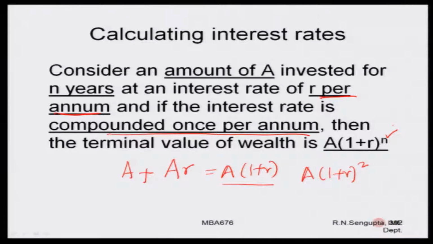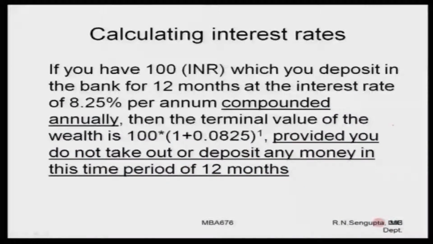The fact is that as you do compounding on an annual basis per annum, the total amount of money which was A would now increase to A into (1 plus R) to the power 1 if it is for 1 year, A into (1 plus R) to the power 2 if it is 2 years, and so on and so forth.